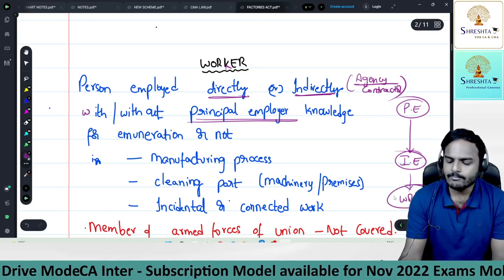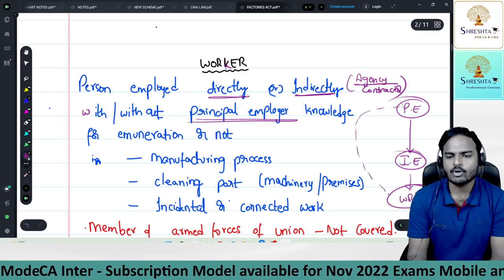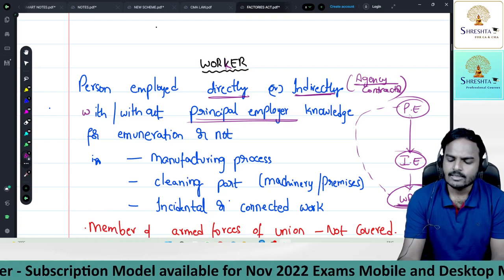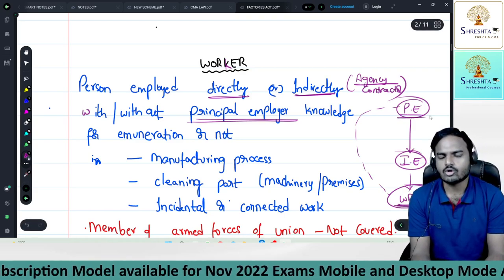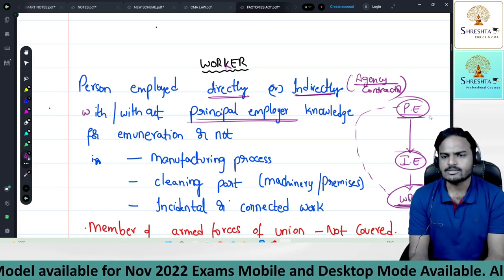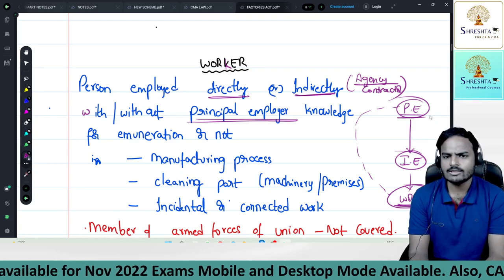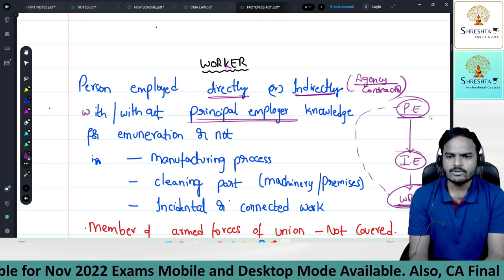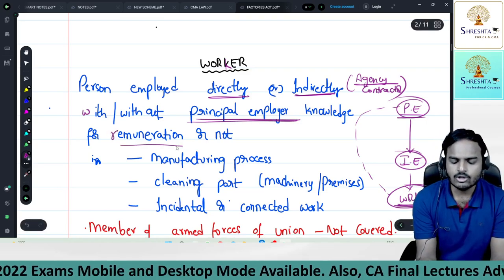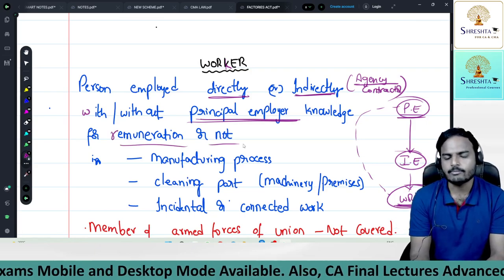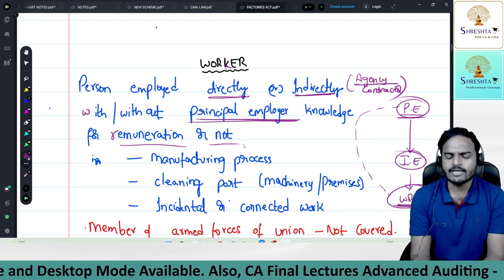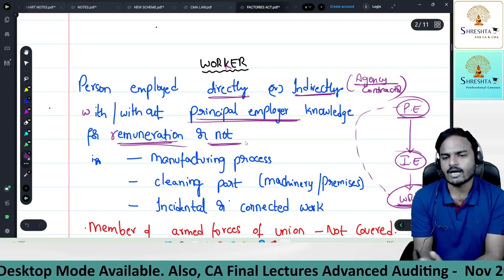The immediate employer recruits workers and sends them to the principal employer. Now when a worker joins our factory, it is immaterial whether the principal employer has knowledge or not. Suppose take Reliance Industries Limited. Daily some 5 recruitments will take place. Do you think that Mukesh Ambani sir will know all these recruitments? No. So with or without the principal employer's knowledge, and for remuneration or not. Sometimes we provide shelter, food and other facilities, and we won't pay any remuneration. So it is immaterial whether he is working for remuneration or for other facilities.